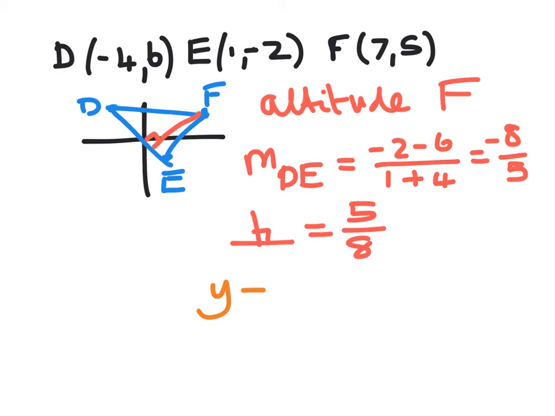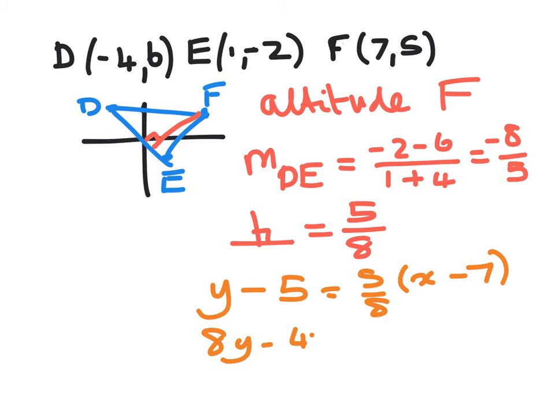So y take away, because we are doing the altitude through F, we're going to use the point F in our answer. So y take away 5 equals 5 over 8 times x take away 7. Now remember how we go about sorting this out: the bottom number multiplies that side, the top number multiplies that side. So that's 8y minus 40 is equal to 5x take away 35.